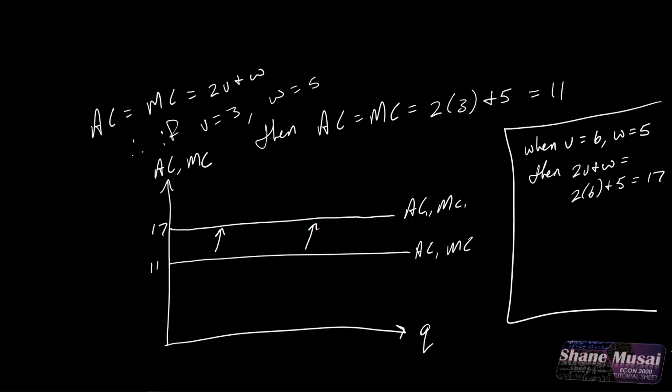The reason the graph would shift upwards, so our average cost and marginal cost would increase, is because the rental amount for the capital, how much they were paying to rent the capital, increased from $3 to $6 every hour. So that would cause our average cost and our marginal cost curve to shift upwards. And that's it for this question.